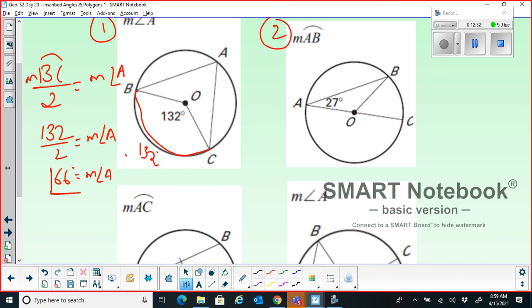Don't get confused. This angle corresponds to the central angle, not the angle over here. Here it's 66. But whatever is there in the center will be the angle for the intercepted arc.